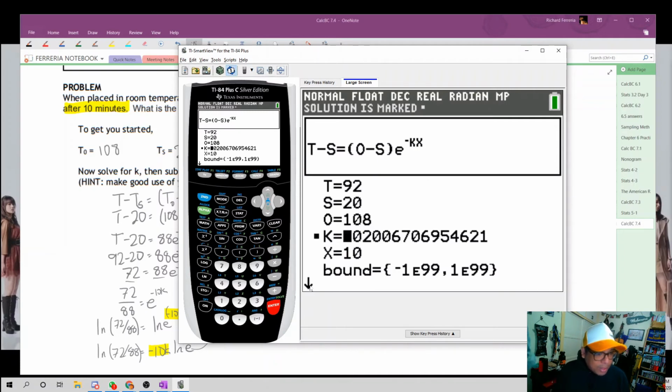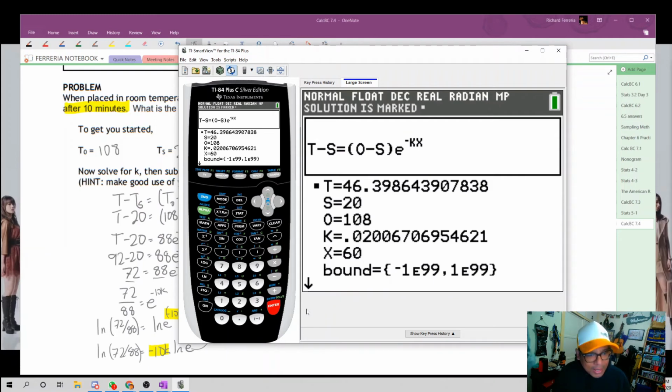Now the next question would be, what would the temperature be after 60 minutes? So now we're going to change X to 60 because that's our time. K is going to be the same, O is the same, S is the same, but T is going to change as a consequence of us changing X. Same routine, alpha, enter, and that gives us 46. Wow, that's a little bit different than the answer that I got before. I'm wondering what happened here.